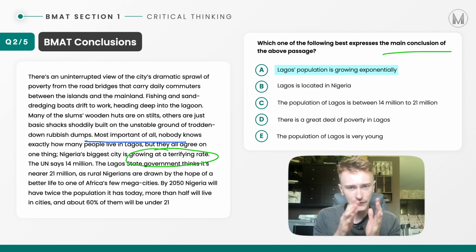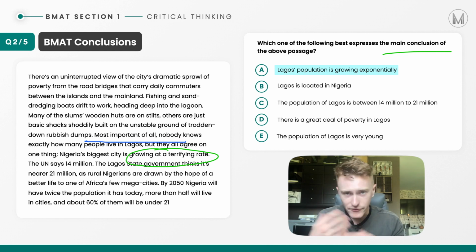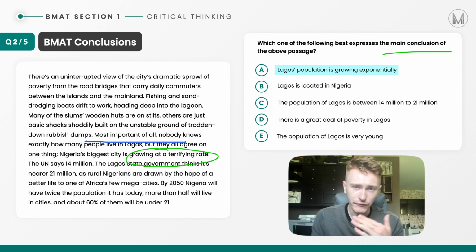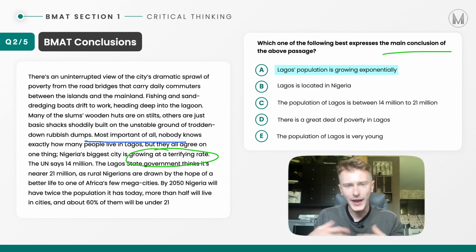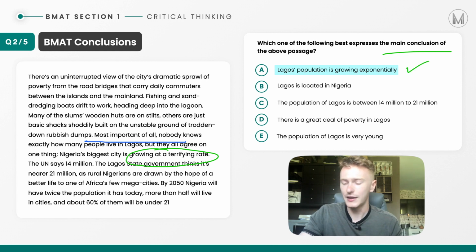It seems to dramatically fit with what we just circled in the passage, that Lagos is growing at a terrifying rate. Now, we might be a bit cautious about the word exponentially, but the fact that we got such exaggerative language such as terrifying rate, everybody agrees, and then we get some facts depicting how large Lagos is and how large its population is, all of that seems to fit with a more exponential picture anyway. So actually we can waive those cautions, and answer option A seems to be along the right lines. So let's give that a little tick for now.